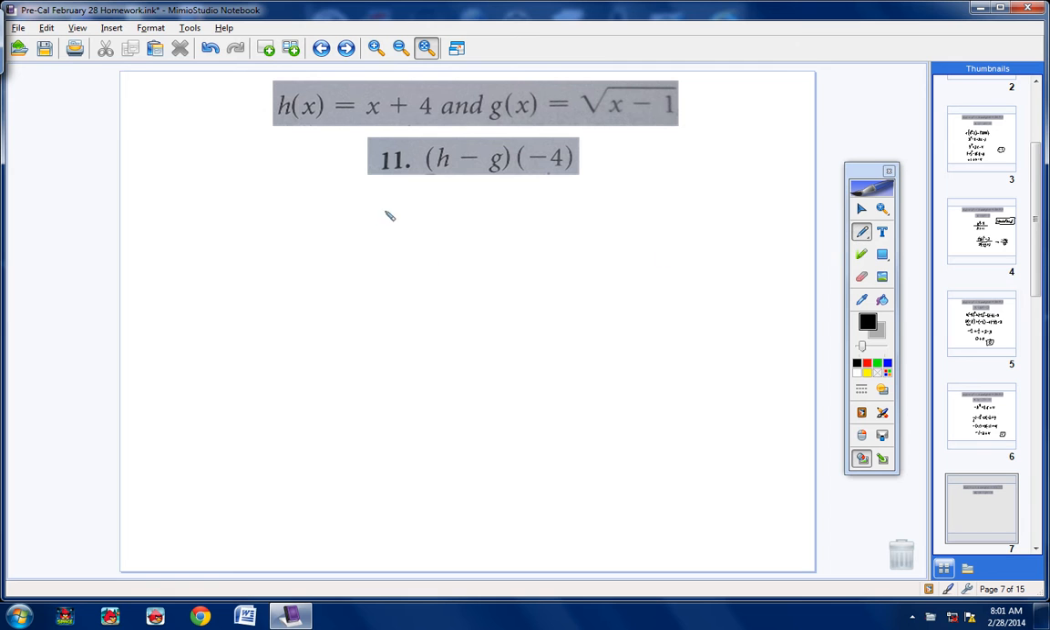Okay, number 11, we're still continuing the same stuff, which is good practice. h minus g. So I'm going to write my h function first, and then minus, and then my g function, which is the square root of x minus 1. Now, there's a positive sign in front of this parenthesis, so x plus 4 stays the same.